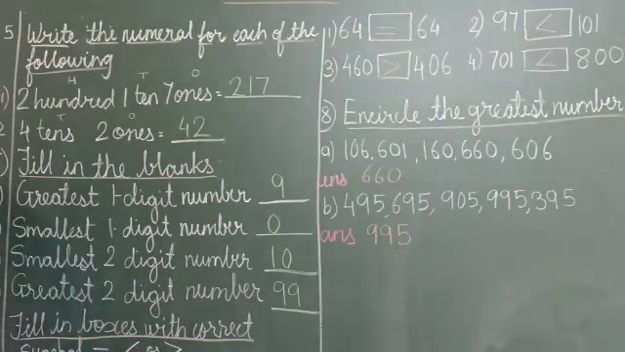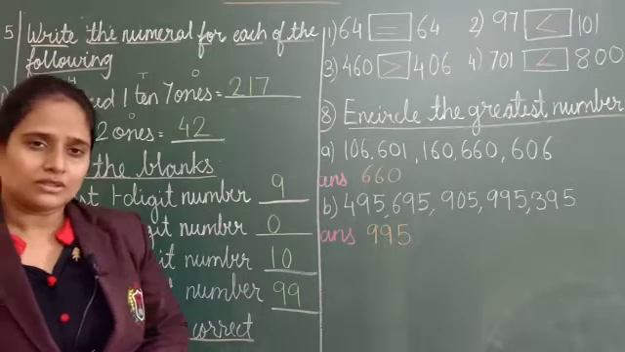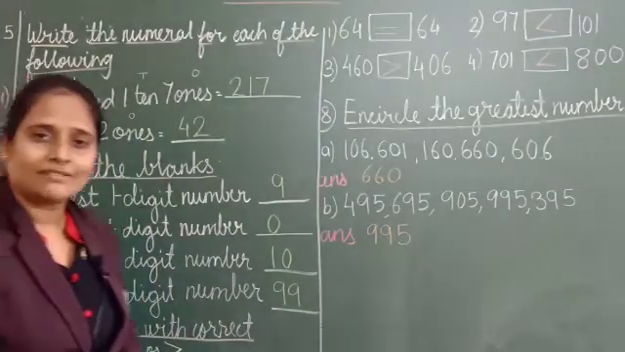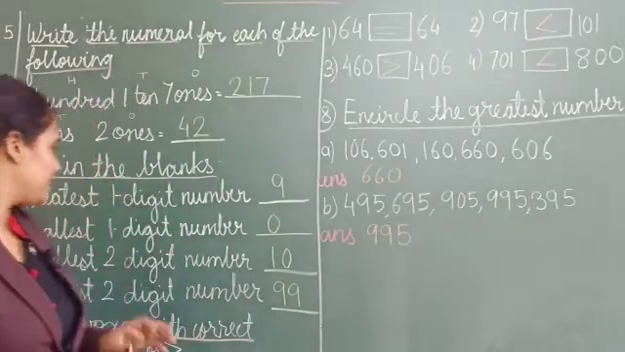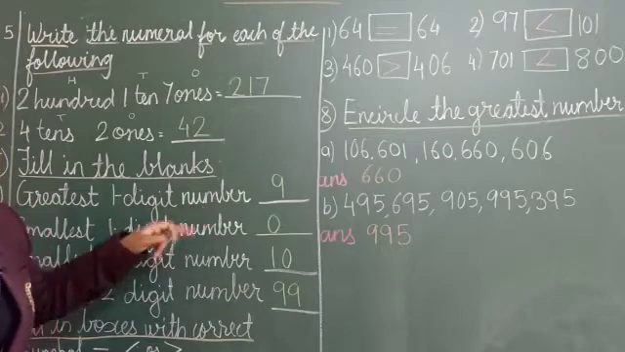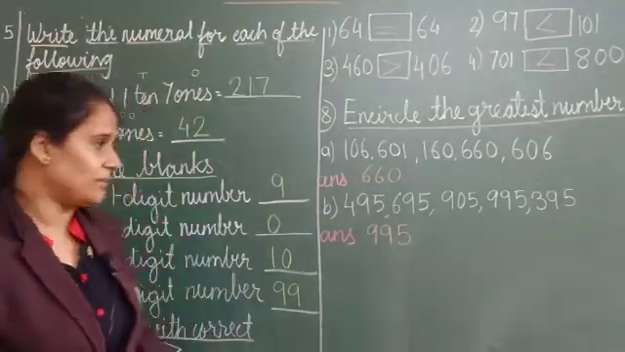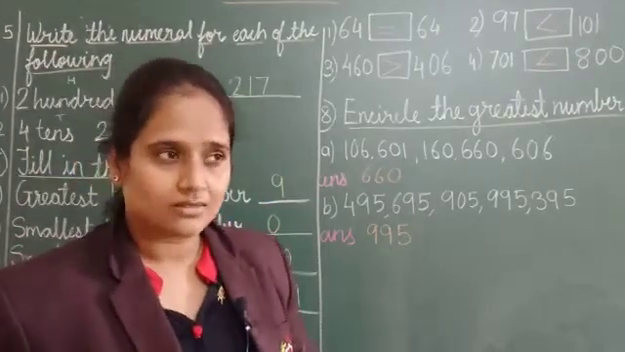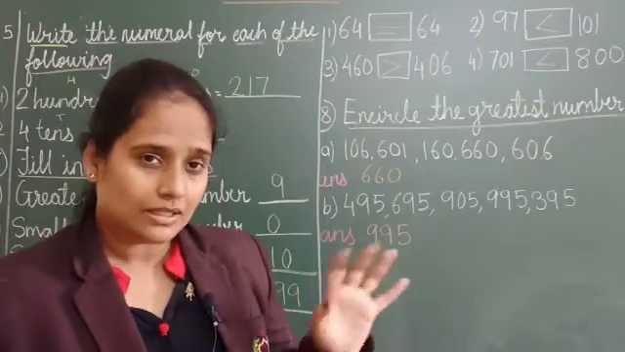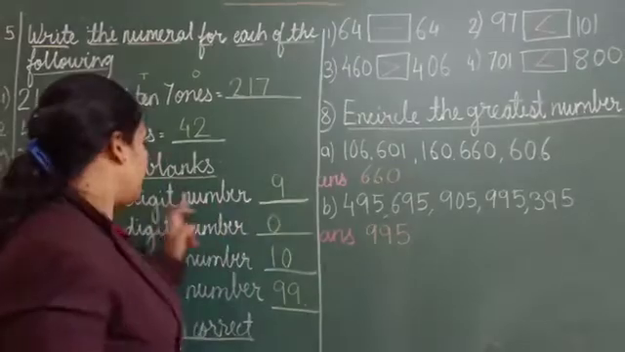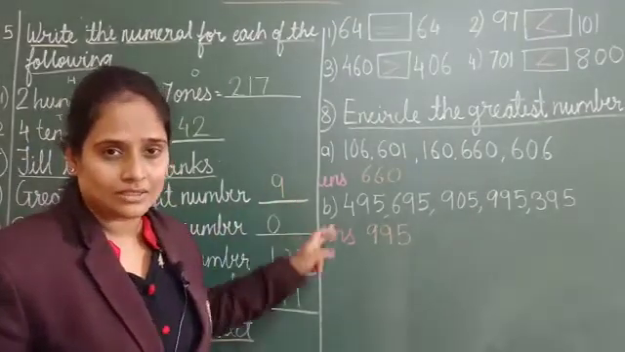Now come to question number 6, filling the blanks. As you know, the numbers have their values. In this question, in a tricky way, they have asked the questions. Greatest one digit number. Which is the greatest one digit number? That is 9. See, if we take 5, 6, we have 7, 8 that are bigger than this. So 9 is the only one digit number which is greatest among all.